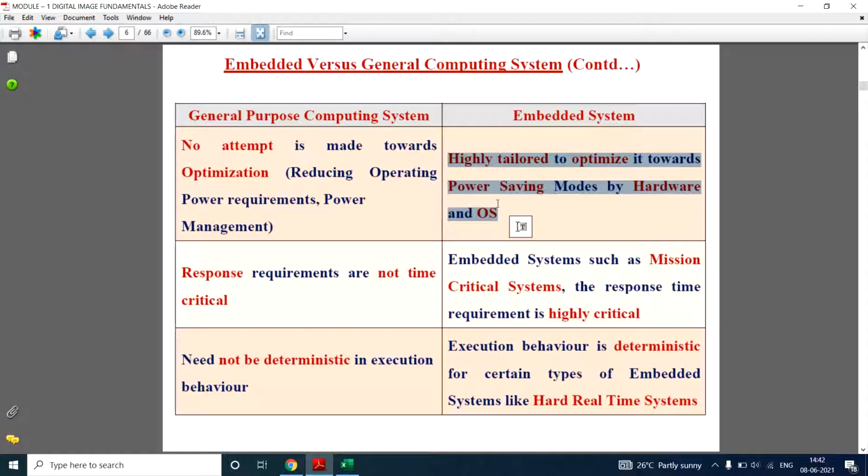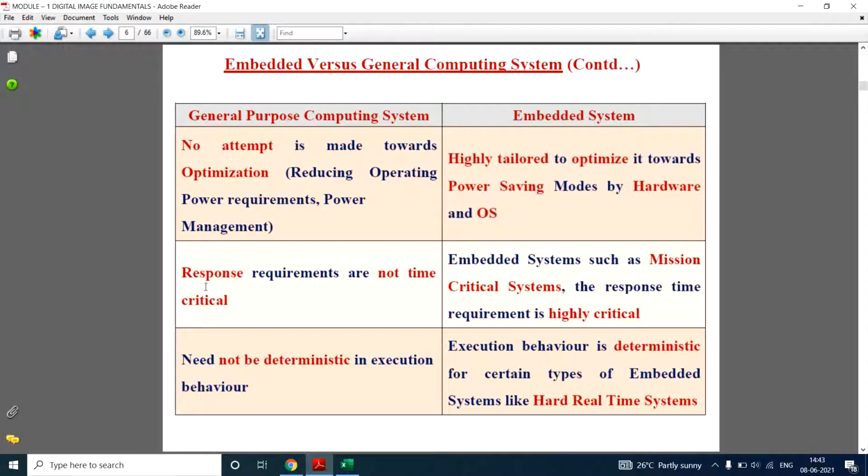Whereas in general purpose computing systems, that option might not be there. So whenever we use computer systems like desktops, they will be consuming power. Even if we do not use it, the system will be on, and it will still consume power in general purpose. Whereas in an embedded system, an option is given for when it is not used, so the power consumed is very little.